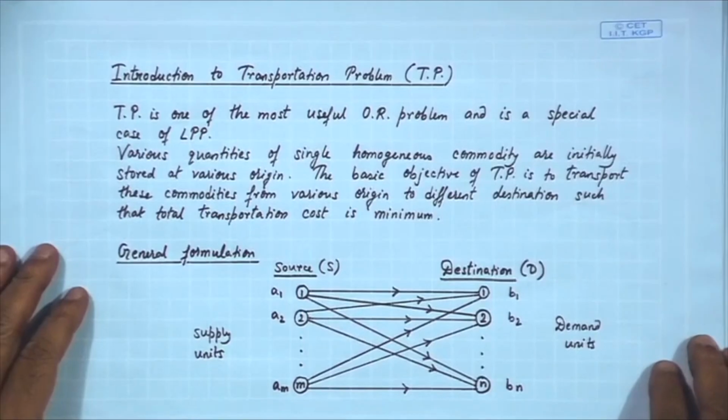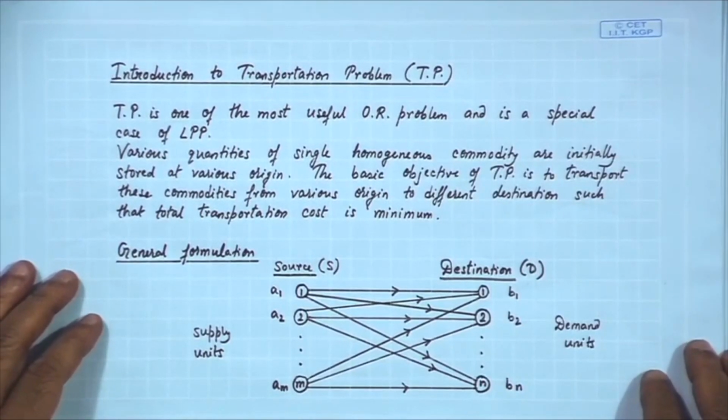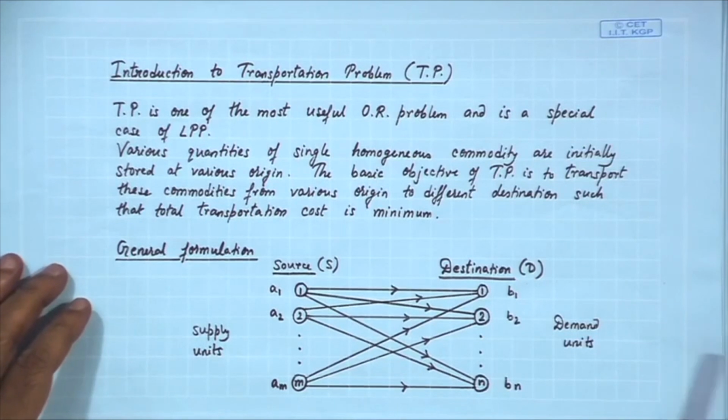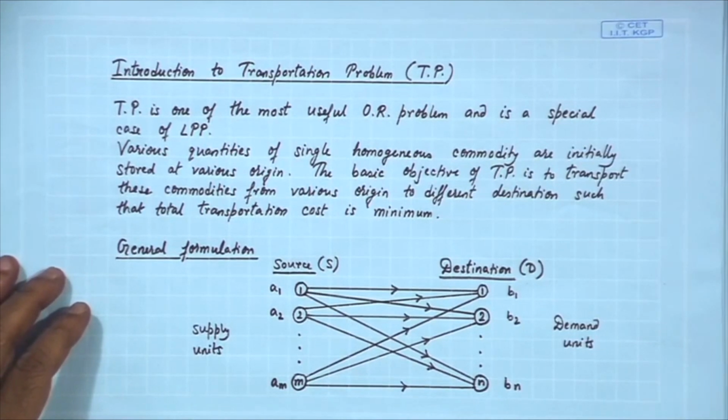So, transportation problem means you are transporting goods or commodities from source to destination, where the source has some capacity and the destination has certain demands. And I have to minimize the cost of transporting the elements. This is the basic idea of the transportation problem, and please note that the transportation problem is a special case of linear programming problem. This we will show. So, the transportation problem is one of the most useful operations research problems and is a special case of linear programming problem.